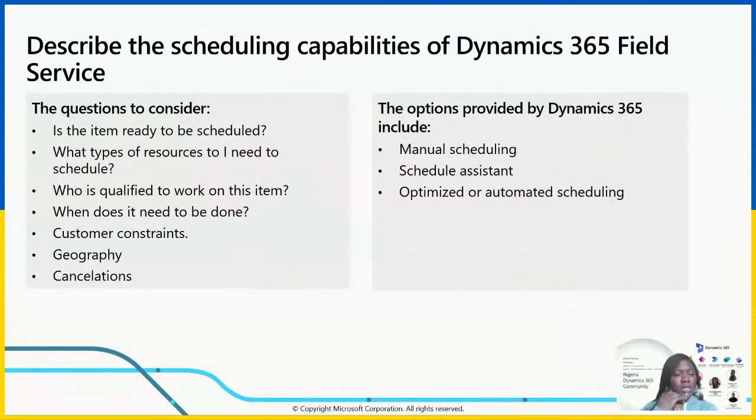So what are some of the things to consider when you want to schedule? Is the item ready to be scheduled? What type of resources do I need to schedule? Who is qualified to perform this work item? When does it need to be done? Any customer constraints, geographical location, cancellations. The options provided by Dynamics 365 include: number one, you can schedule manually. Number two, you can use the scheduling assistants, and then you can also use the automated schedule.